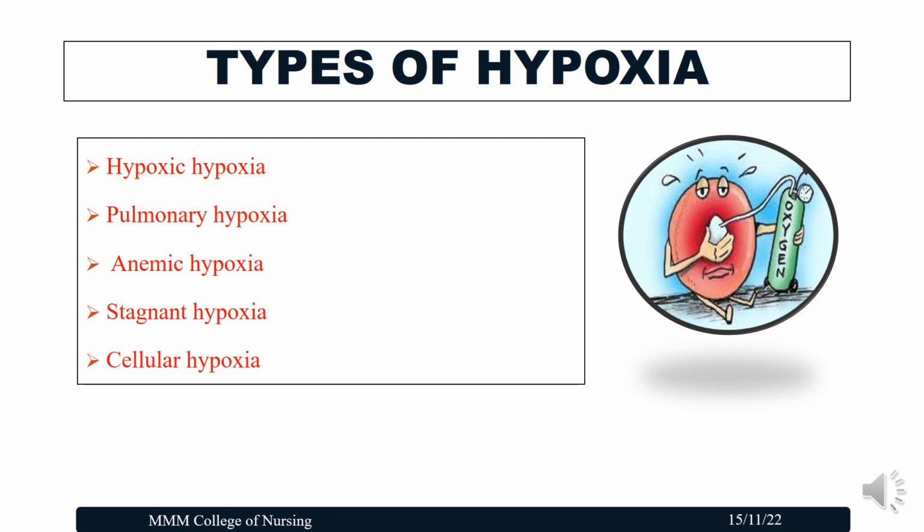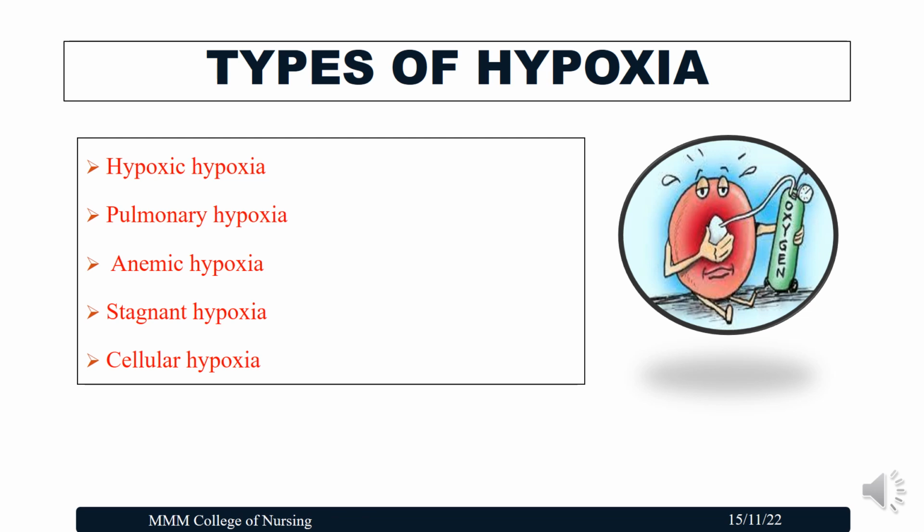Types of hypoxia. The types of hypoxia include hypoxic hypoxia, pulmonary hypoxia, anemic hypoxia, stagnant hypoxia, and cellular hypoxia. So what is hypoxic hypoxia? Hypoxic hypoxia is a condition in which less oxygen is supplied to the tissue level. Hypoxic hypoxia can result from a low fraction of inspired oxygen, or FiO2, or from hypoventilation. If the air we are taking has only a small amount of oxygen, then hypoxic hypoxia can happen.